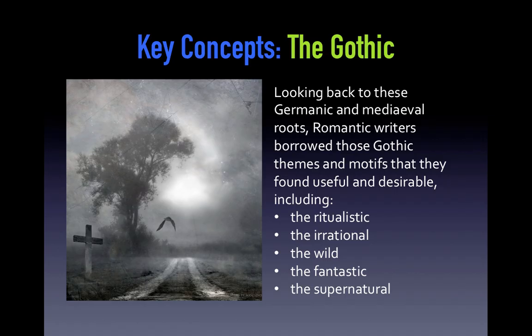Looking back to these Germanic and medieval roots, Romantic writers borrowed those Gothic themes and motifs that they found useful and desirable, including the ritualistic, the irrational, the wild, the fantastic, and the supernatural.